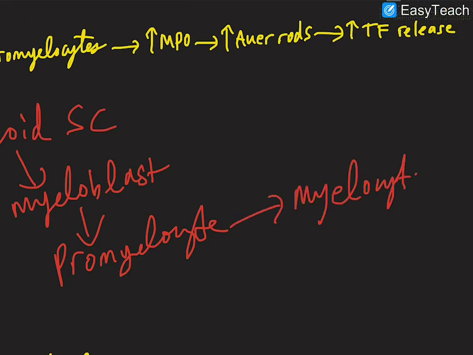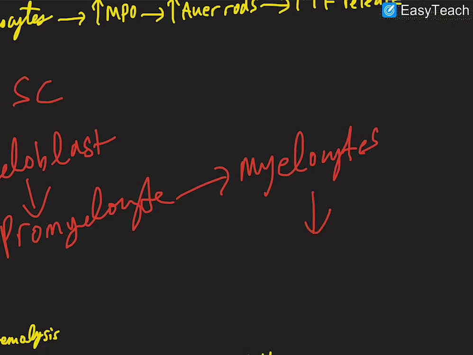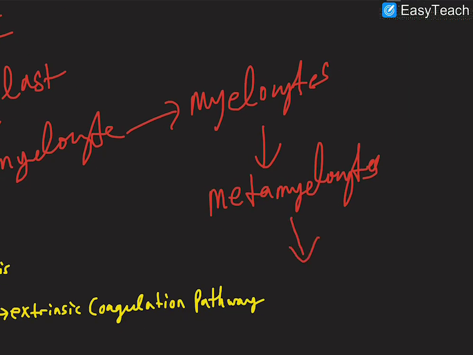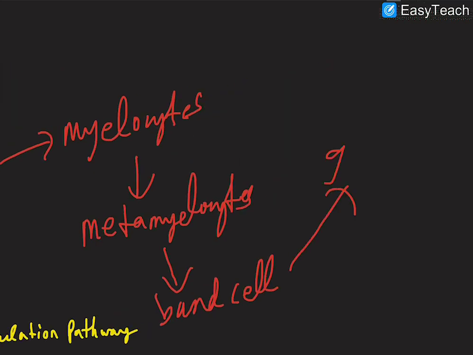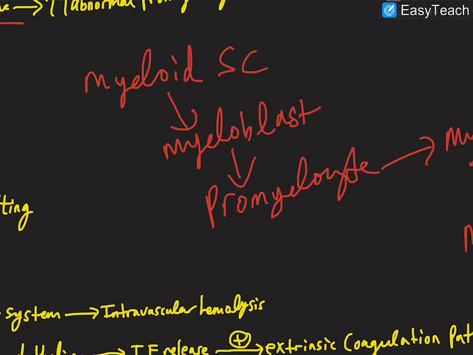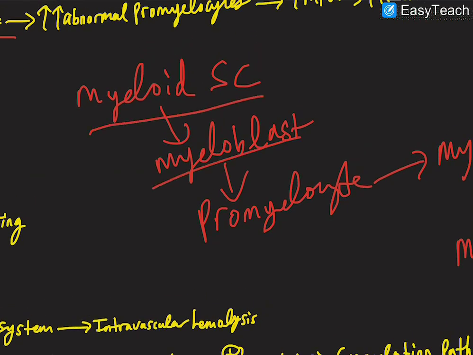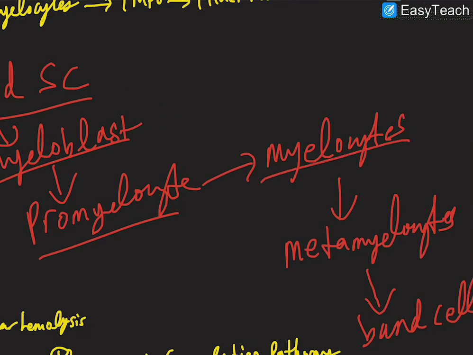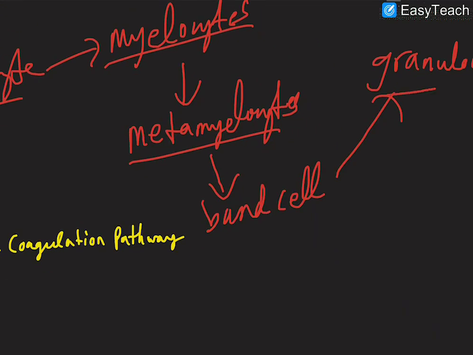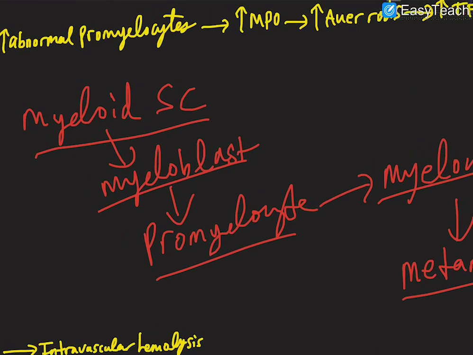And then after your myelocytes, we get your metamyelocytes. And from your metamyelocytes, eventually we go to a mature granulocyte. Your granulocytes are your neutrophils, eosinophils, and basophils. So we go to a band cell first, and then we get your granulocytes. So if we go from a myeloid stem cell to myeloblast to promyelocyte, myelocyte, metamyelocyte, then eventually to your granulocytes, where does APL come into play?